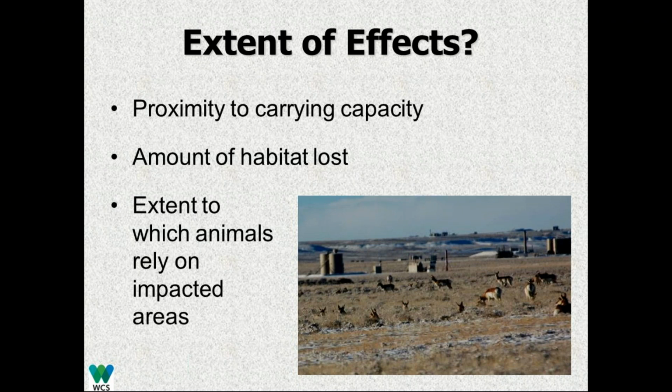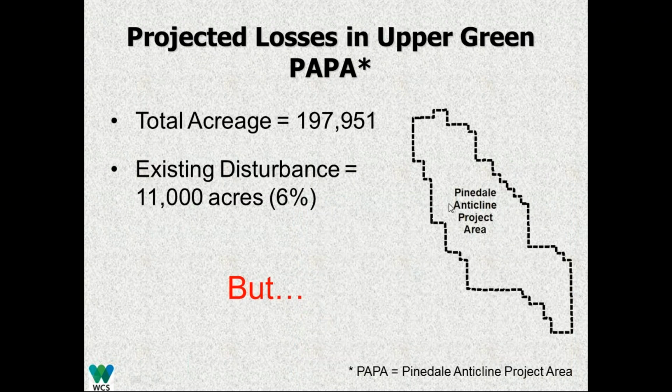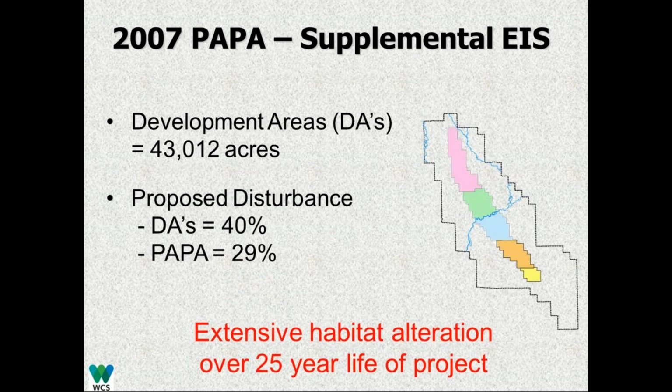The extent of effects is also going to be determined by the amount of habitat loss and the extent to which animals rely on impacted areas. Okay, just a little bit more information before I go into the study design. Again, the PAPA is about 198,000 acres. Currently, there's about 6% or 11,000 acres being disturbed. But in 2007, they created a supplemental EIS that created these development areas, labeled 1 through 5 from north to south. And in these proposed developed areas, proposed disturbance could be up to 40% of those areas. And so there's extensive habitat alteration over the 25-year life of this project.